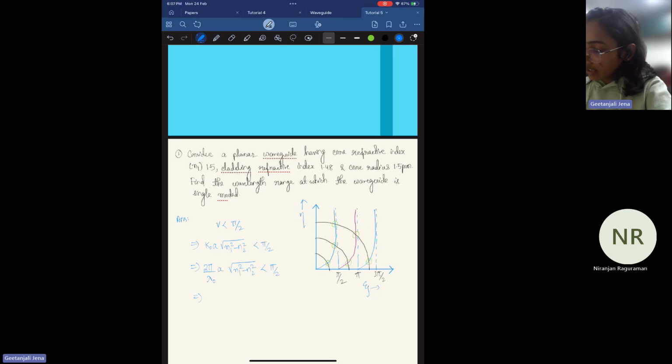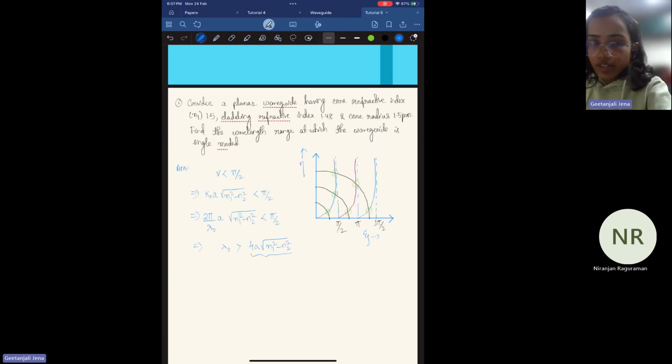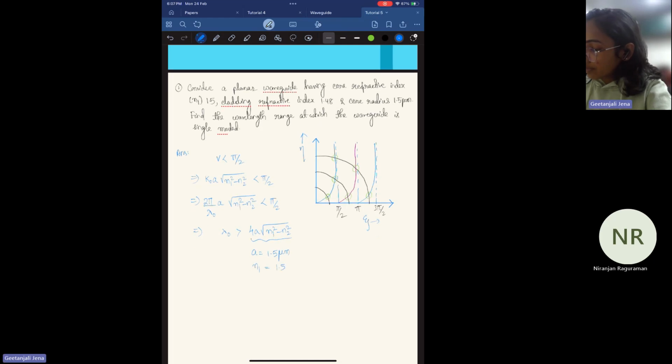We want the wavelength range. So for this, lambda 0 must be greater than 4a root over n1 square minus n2 square. All these parameters are given. The core radius is given, it is 1.5 micrometer. N1 is given 1.5, and N2 is given 1.4. If you put these values, you will get a value around 1.465 micrometer.